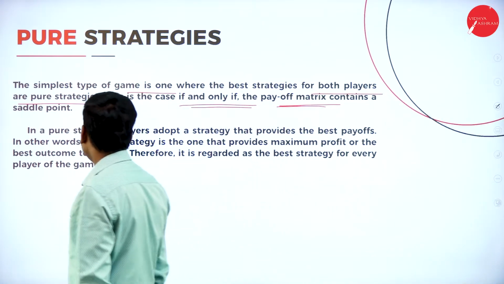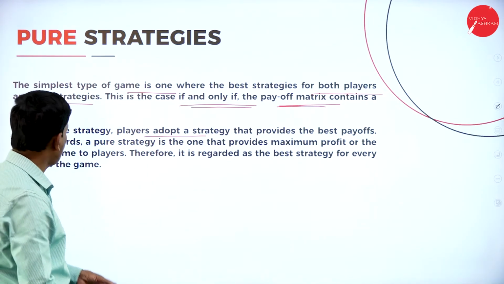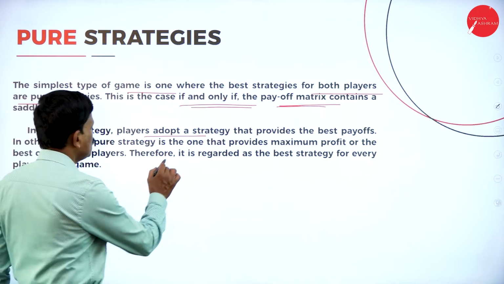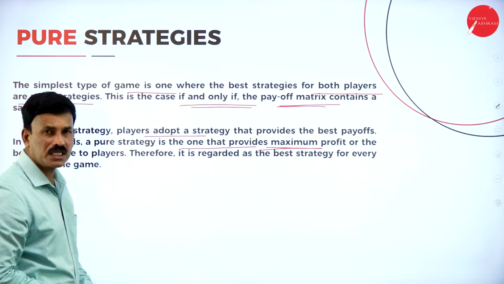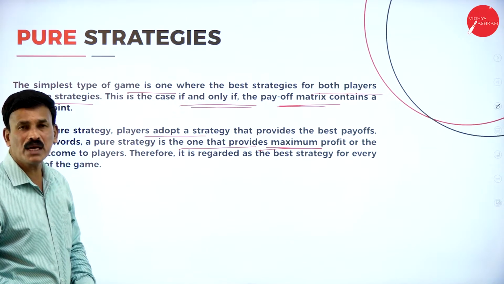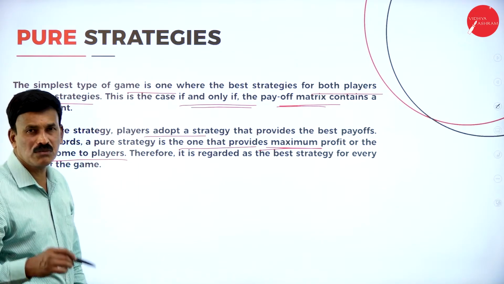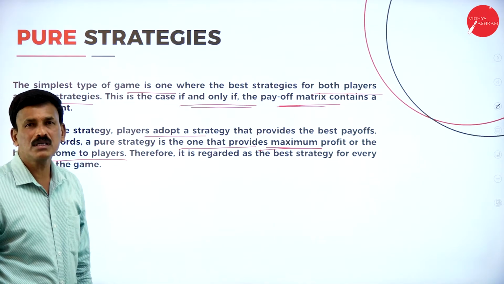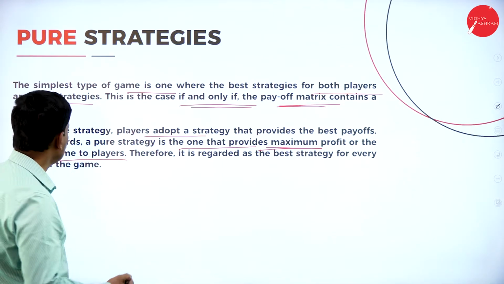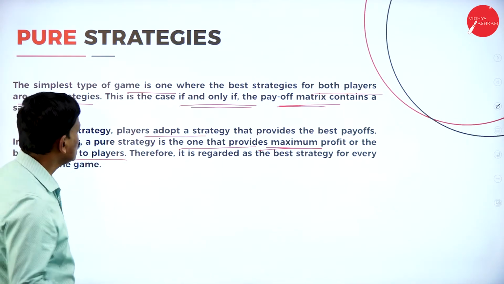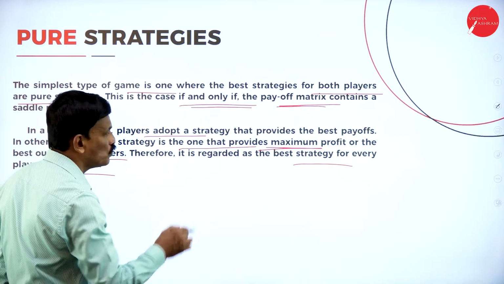Now, in a pure strategy, the player adopts a strategy that provides the best payoff. In other words, a pure strategy is one that provides the maximum profit or the best outcome to the player. So it is regarded as the best strategy for every player of the game. That is a pure strategy game.